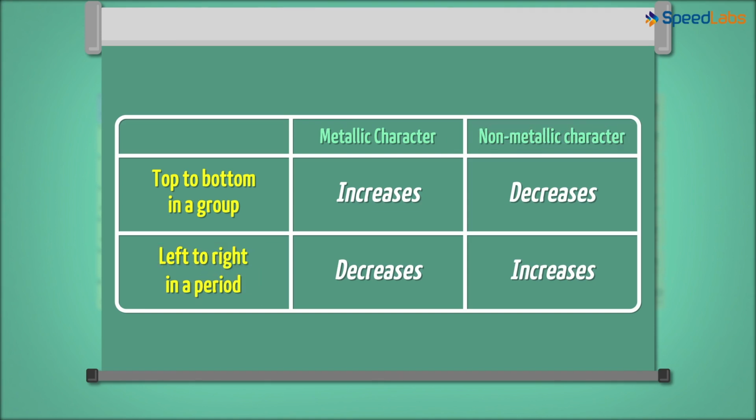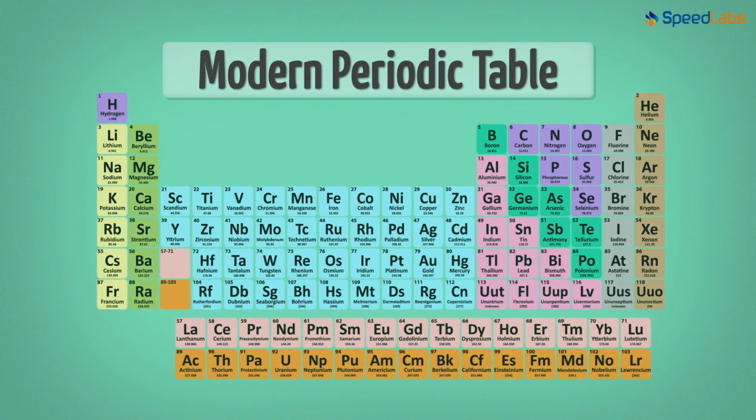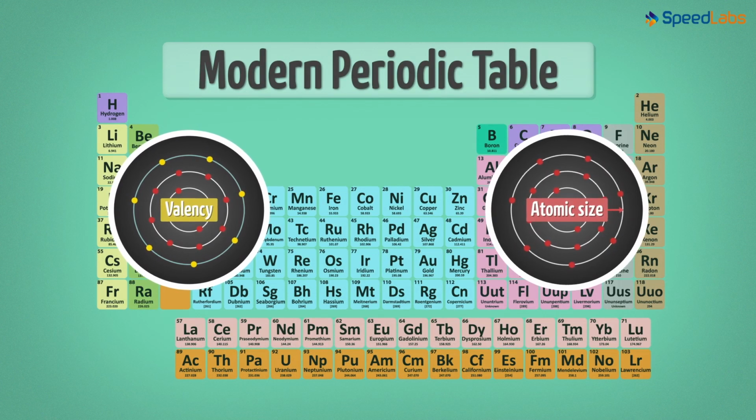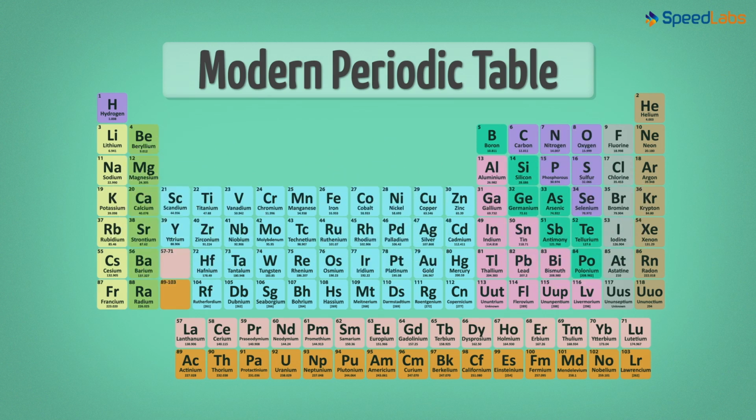This was all about a few important trends found in the modern periodic table. We have previously taken a look at valency, atomic size, and now the metallic and the non-metallic characters of elements. Knowing them helps us study the elements better.